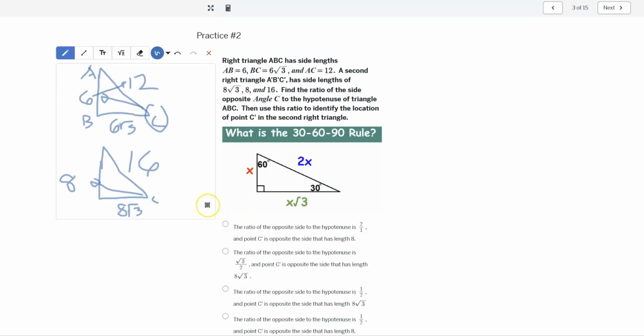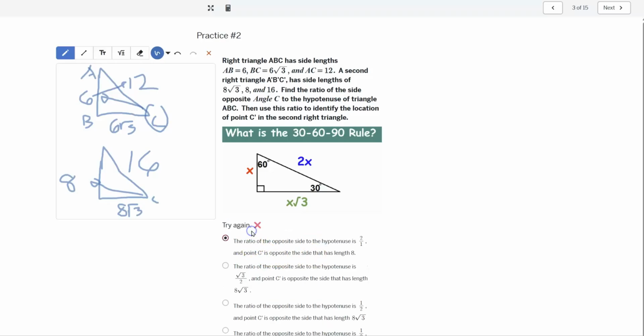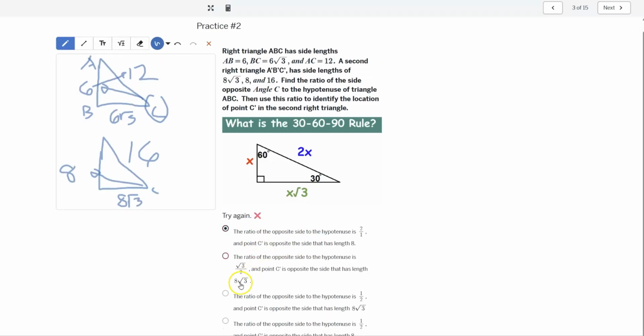Okay, so we know that 6 to 12 is going to be a ratio of 2, right? We can double 6 to get to 12. So we're going to say the ratio of the opposite side of the hypotenuse is 2 over 1. And point C prime is opposite side, the length that has 8. Oh, there we go. Oh, just kidding. Let's see why that one's wrong. If we read the other ones. The ratio of the opposite side of the hypotenuse is square root of 3 over 2.